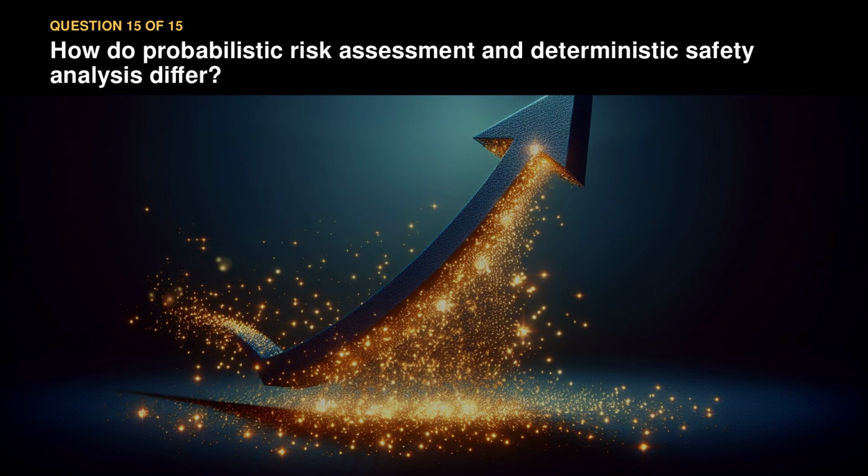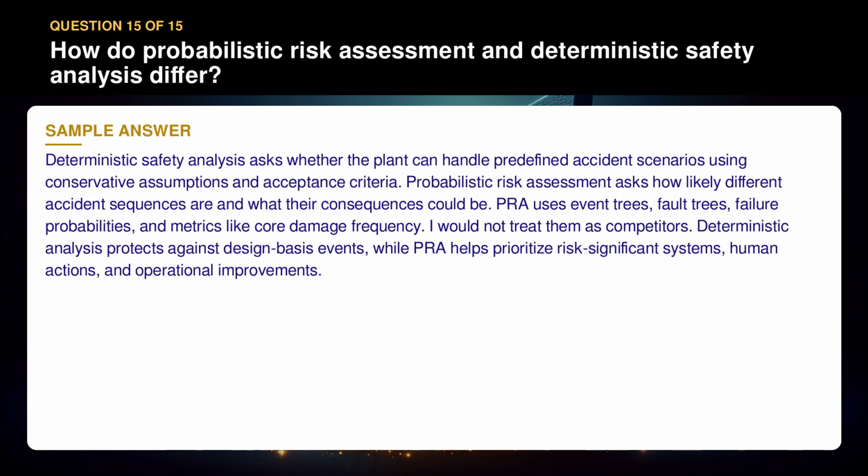Question 15. How do probabilistic risk assessment and deterministic safety analysis differ? Deterministic safety analysis asks whether the plant can handle predefined accident scenarios using conservative assumptions and acceptance criteria. Probabilistic risk assessment asks how likely different accident sequences are and what their consequences could be. PRA uses event trees, fault trees, failure probabilities, and metrics like core damage frequency.